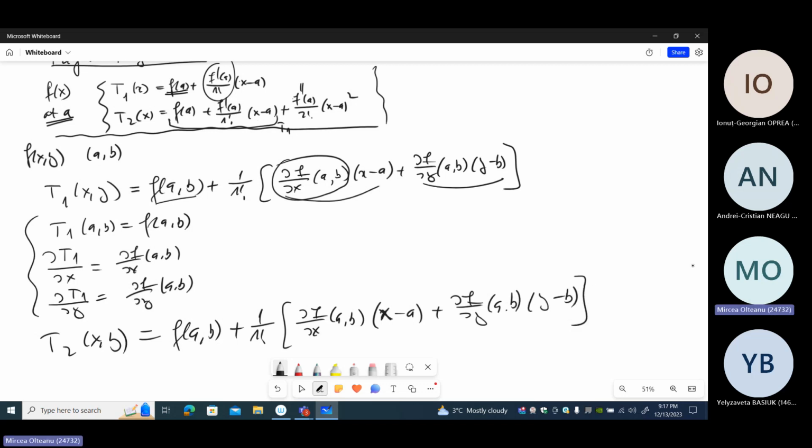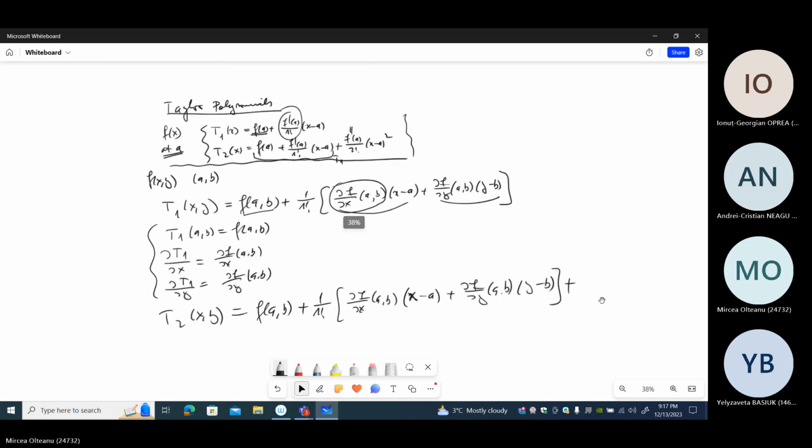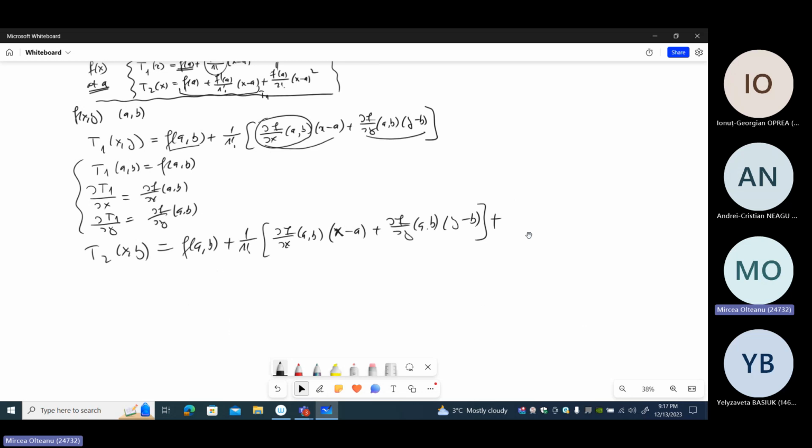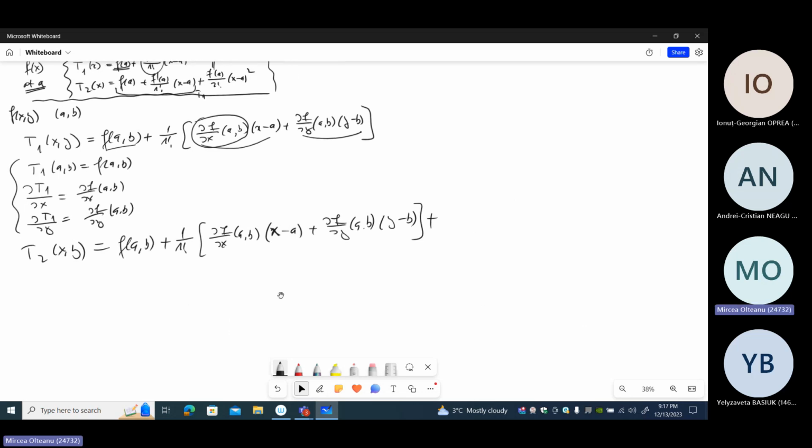And now until here is T1. And now we shall have the terms of second degree. Now here the second order partial derivatives will be used as follows. Maybe you can take inspiration from this form.